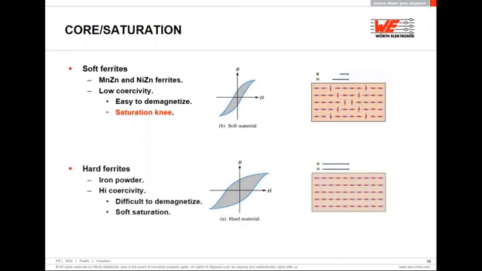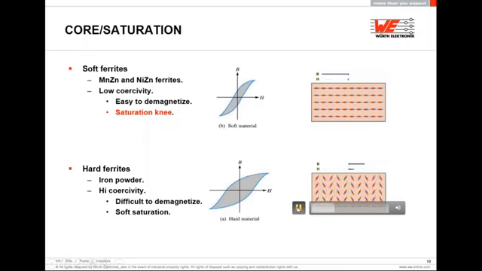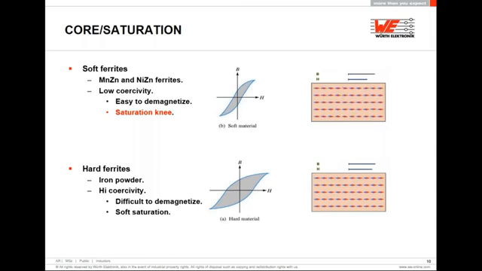On the other hand, hard ferrites have high coercivity, which means that they are difficult to demagnetize. This is a characteristic of iron powder cores. And here also the animation shows the difference between these two, and you can see the comparison between both of the hysteresis curves. You would need a stronger magnetic field in order to magnetize or demagnetize this type of cores.